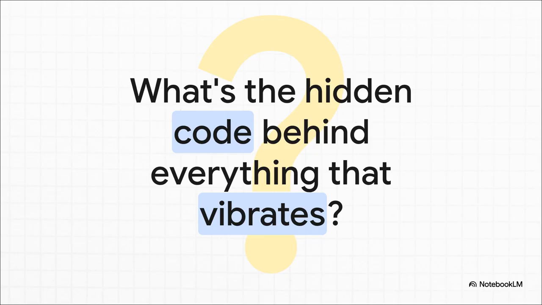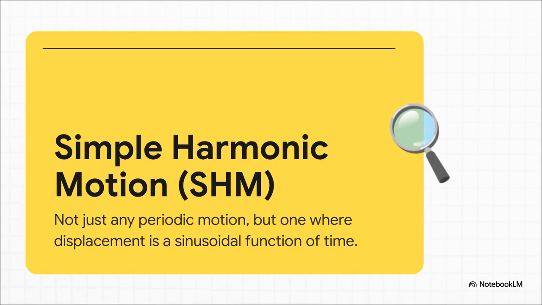So, what is this hidden code? What governs everything that oscillates? Well, the answer is a concept called simple harmonic motion, or SHM for short. Now, this isn't just any random back and forth movement. Oh no. SHM is the purest form of this. It's like the ideal rhythm, where an object's position over time can be described perfectly by a smooth sine or cosine wave. It's the gold standard of wiggles.